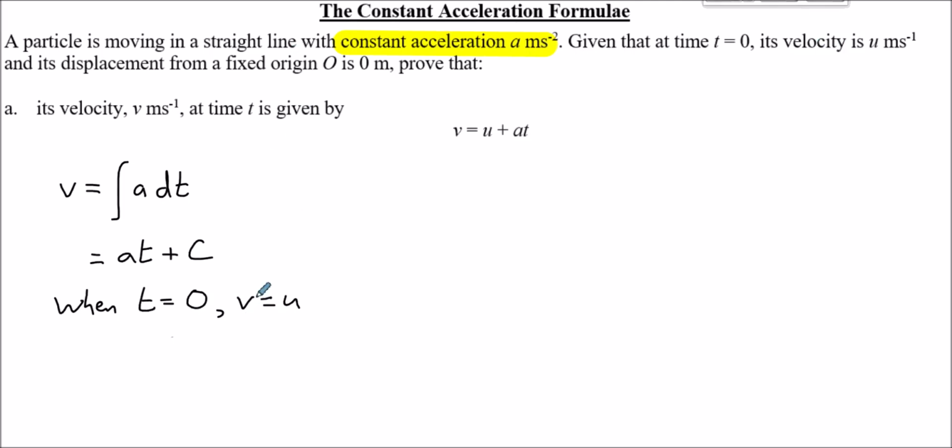So if we now just input these initial conditions into this expression for v, so instead of v we're going to put u equals a multiplied by 0 plus c. In other words, u is 0 plus c, so therefore we know that u must be the same as this constant of integration. So now we know that this constant of integration is u, we now have v equals at plus u, or writing it the more familiar way, we have that v equals u plus at.